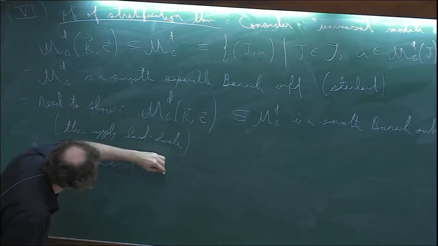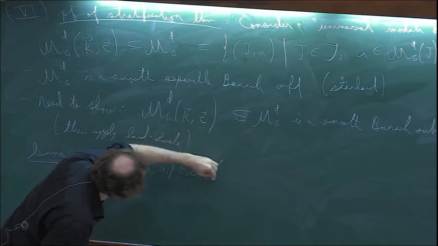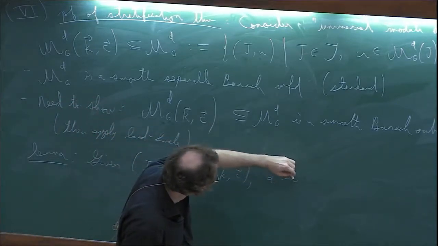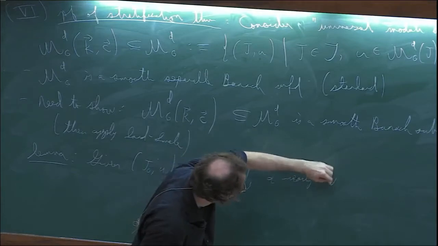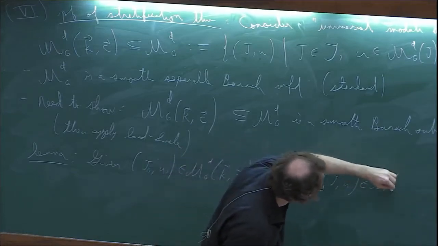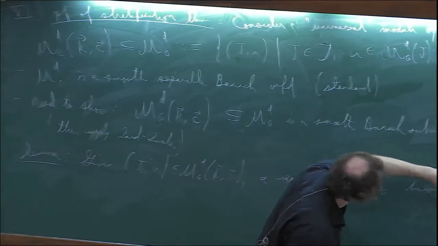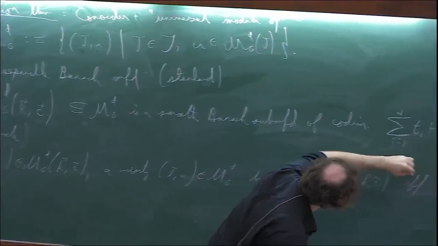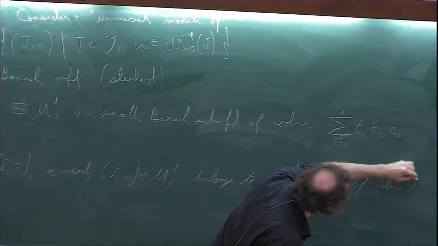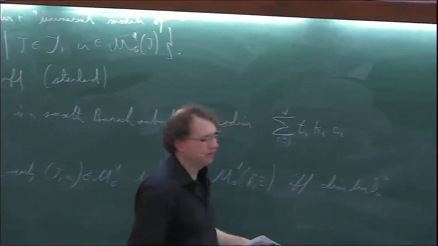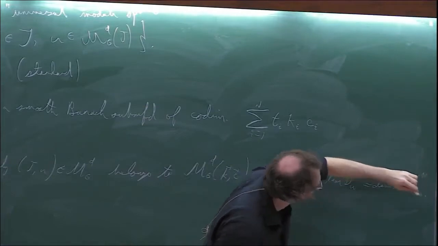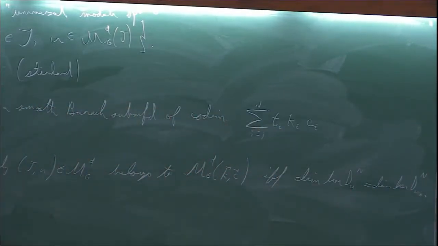Given an element J naught U naught in that constrained space, a nearby element that doesn't necessarily satisfy the constraint, so let's say a nearby pair J U in MDJ belongs to the constrained space if and only if the kernel of its normal operator DUN has the same dimension as the kernel of DU not N. Right? In fact, I don't have to worry about the splitting of operators here at all. I just have to pay attention to the dimensions of the kernels.